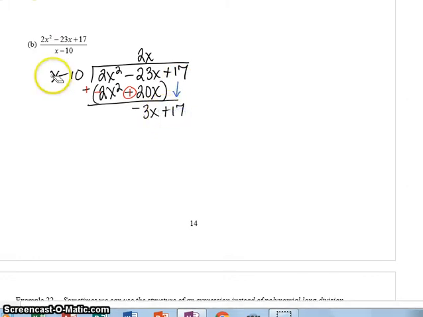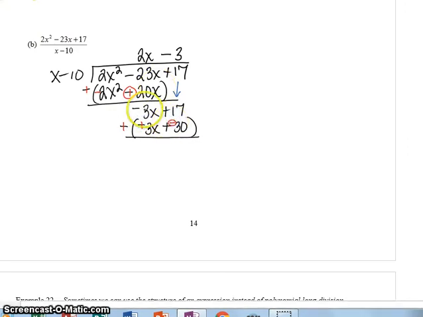And now you say, how many times can x go into negative 3x? Or how can you change an x to a negative 3x? By minus 3. So now, negative 3 times x would be negative 3x. And negative 3 times negative 10 would be positive 30. Put it in parentheses, subtract. But that subtraction now means you're going to change all the signs here. So that ends up being like a negative 30.